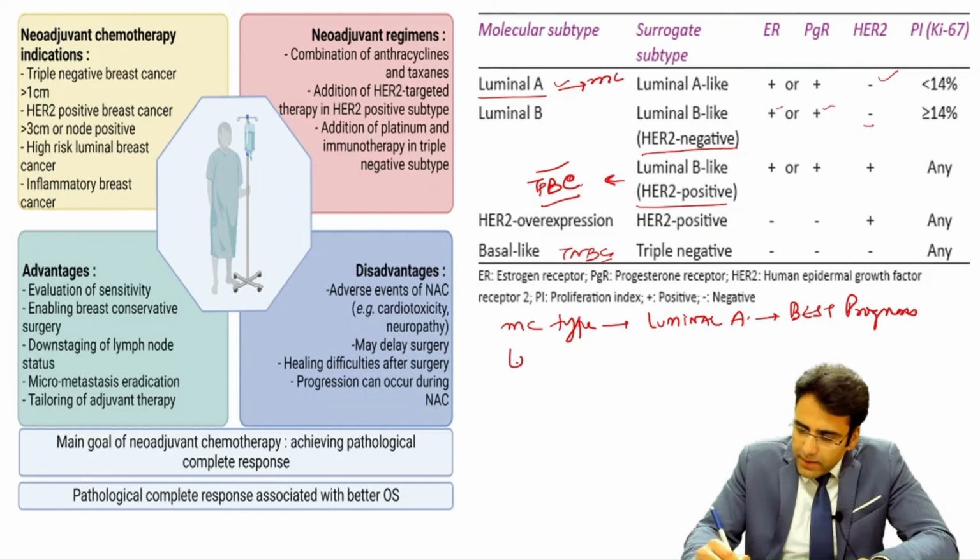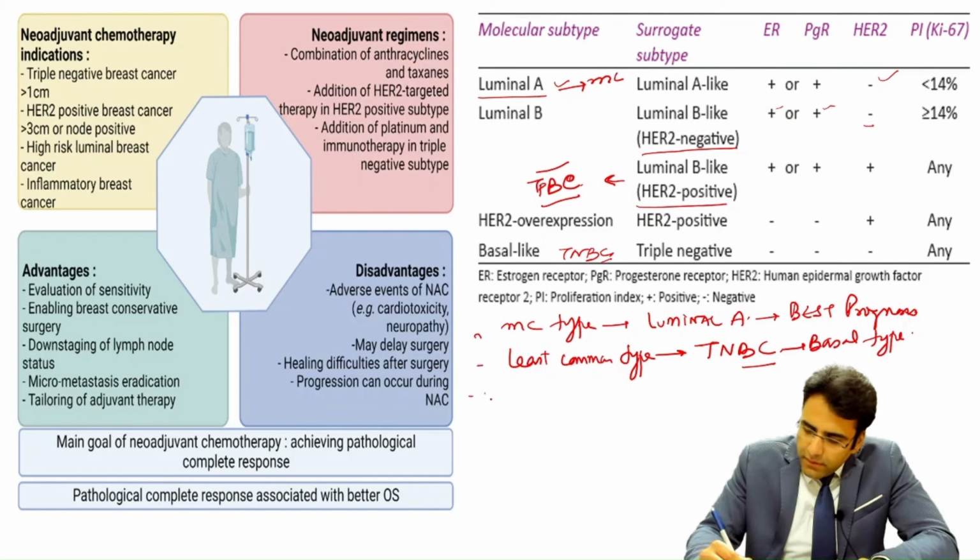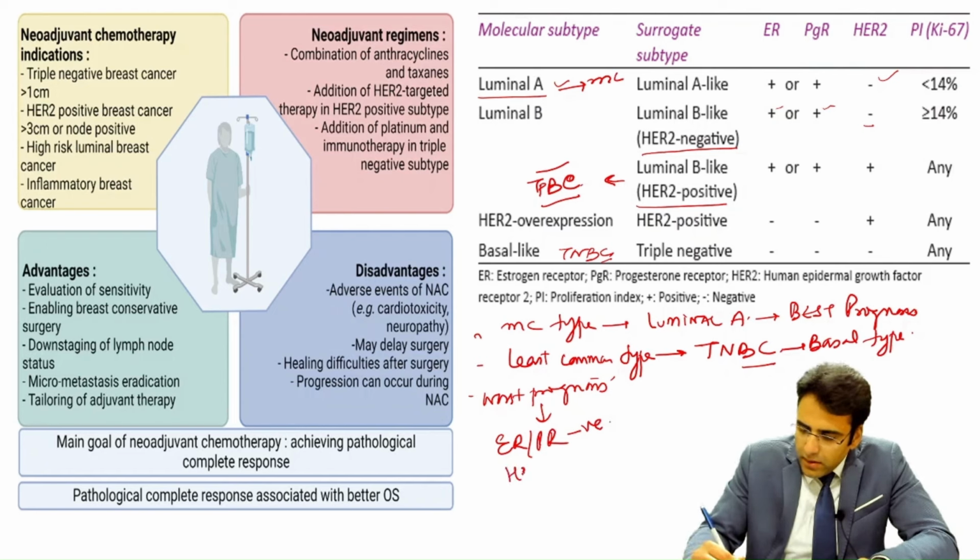Clear? Least common type is triple negative breast cancer, also called basal type. It is the least common type of breast cancer. Then we have worst prognosis. Worst prognosis is seen in ER/PR negative, HER2 positive. So it has worst prognosis.